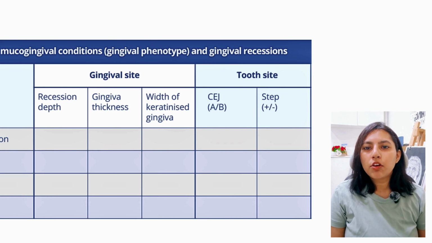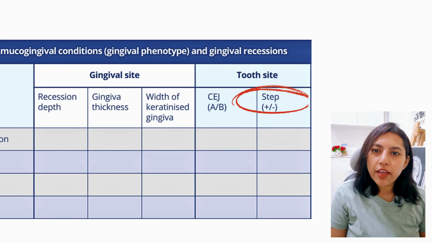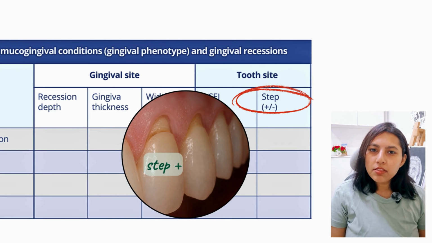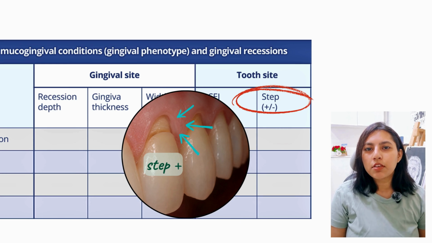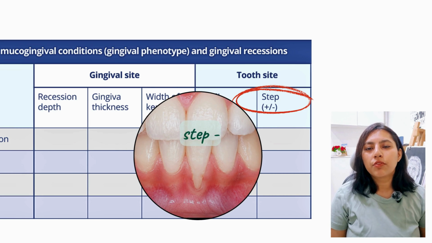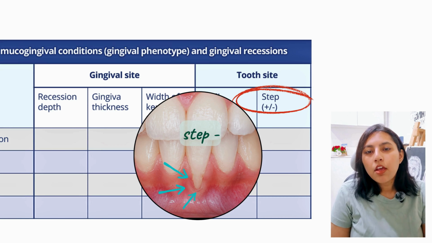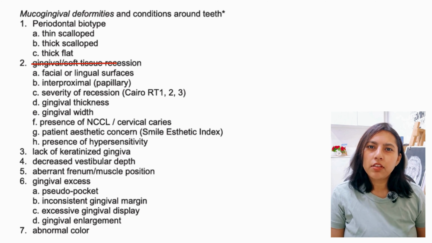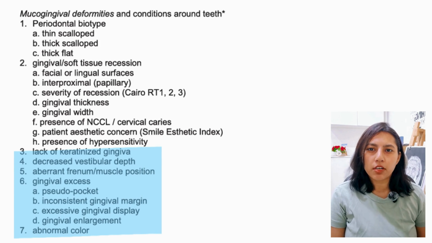And finally, the table records the presence or absence of a cervical step. Step positive means a detectable root surface discrepancy or cervical step is present, whereas a step negative means the root surface remains relatively smooth without a detectable step. Now, apart from recession defect, the classification also includes several other mucogingival conditions which are very important clinically.